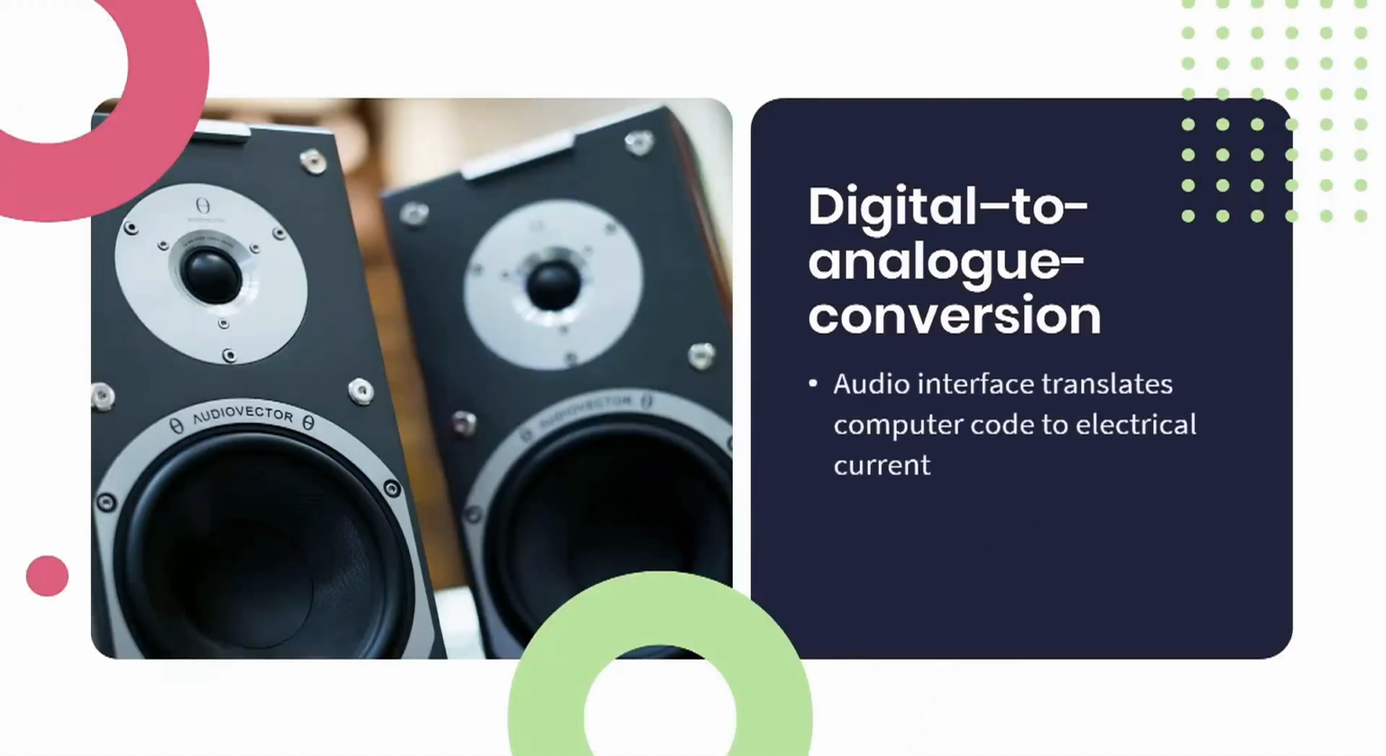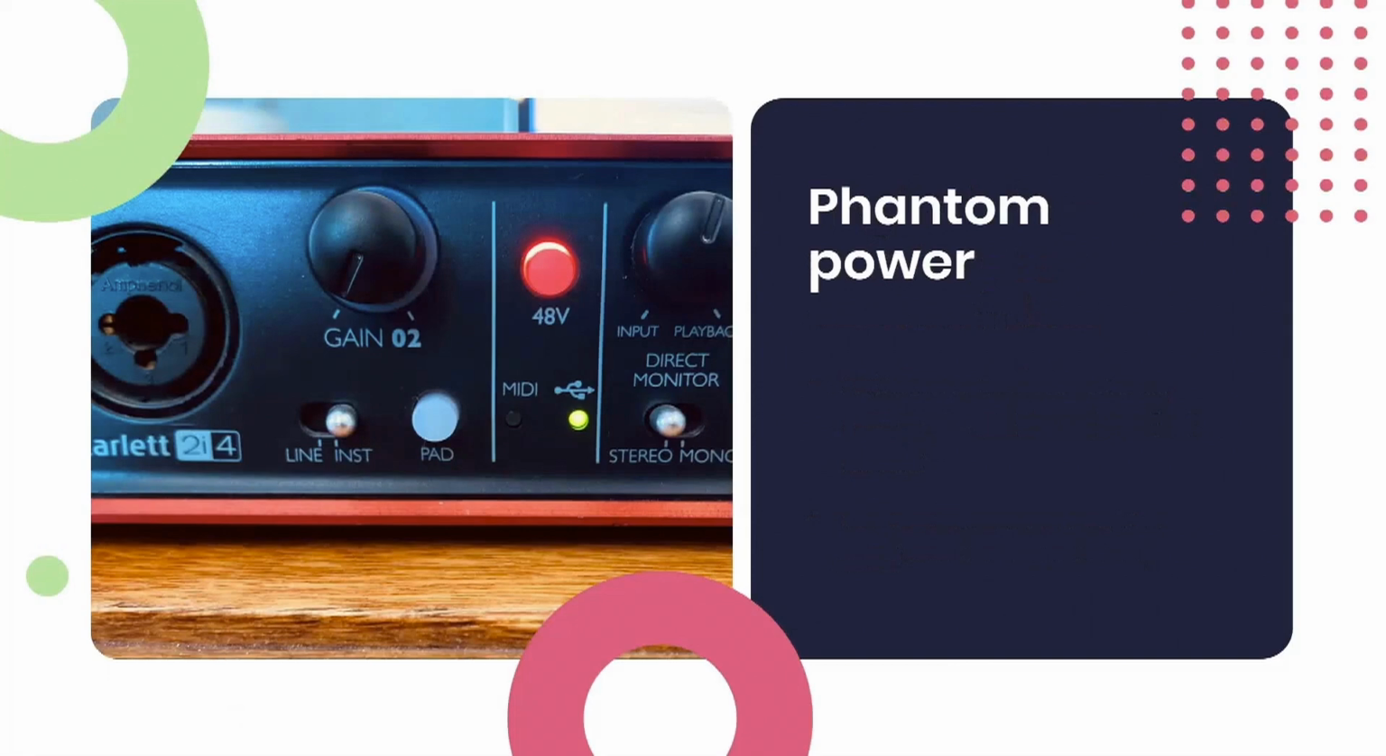Your audio interface translates the information from your computer to an electrical signal, which we can send to our speakers and listen to what we've just created. This process is called digital to analog conversion, or DAC for short. Some microphones, like condenser microphones, work with 48-volt phantom power. The audio interface provides this to your microphone.